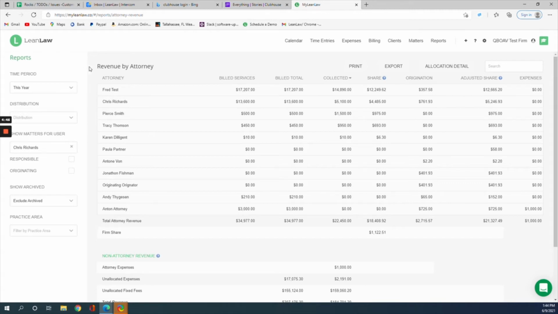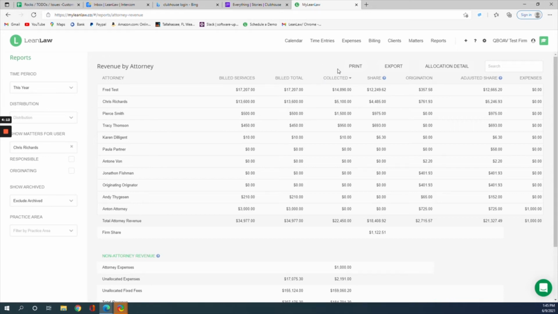I open the Revenue by Attorney report and set the time period to this year, 2021. That means all these columns and the transactions that represent them are from 2021, this year. When I look at the collected column, these are payments that were made this year. Note that if you have an invoice that was from 2020 or prior, it will not be included in the billed total or billed services, but it will be included in the collected total for 2021.